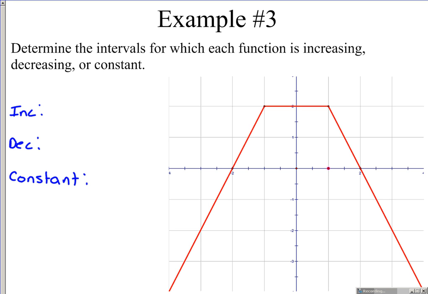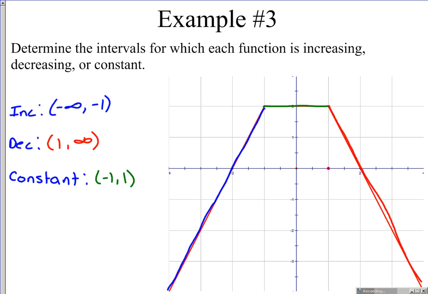Okay, second one here, as I start on the left and I begin traveling along here, from there to there, our function is increasing from negative infinity up to negative 1. In this middle section from here to here, our function is staying constant from negative 1 to positive 1. And in the last section here, our function is decreasing from x equals 1 out to positive infinity.